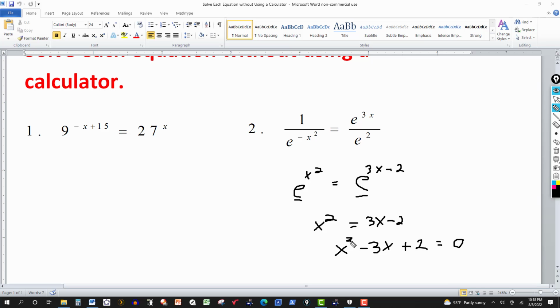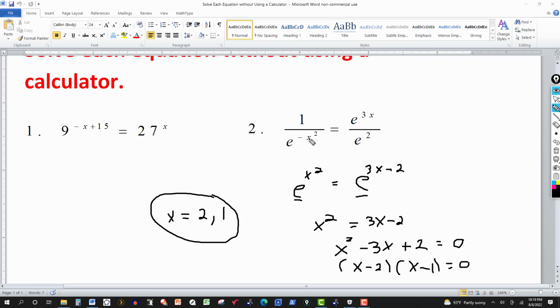So this is a trinomial that factors into x minus 2, x minus 1 equals 0. So using the factoring method to solve this quadratic equation, once you have it factored out, set each factor equal to 0. So x minus 2 equals 0 when x is 2. x minus 1 equals 0 when x is 1. So the solution set then for this one is going to be 2 and 1.